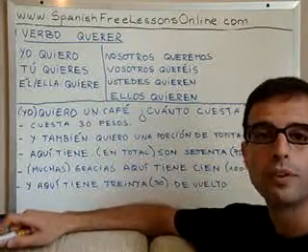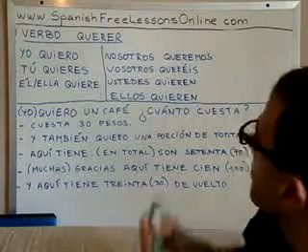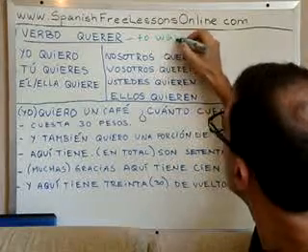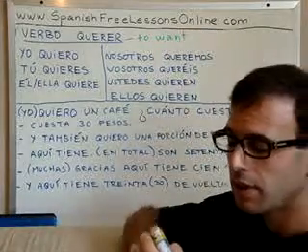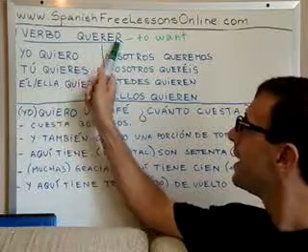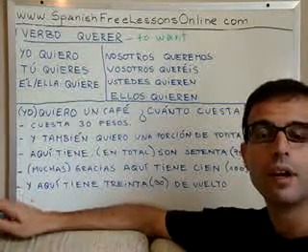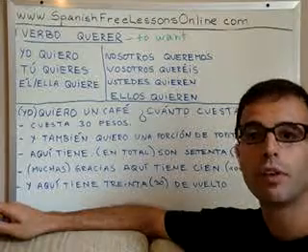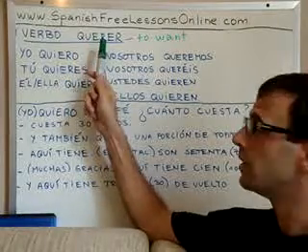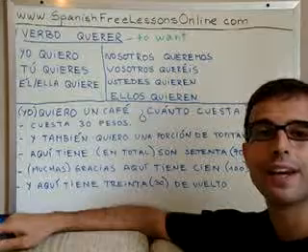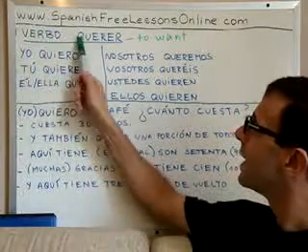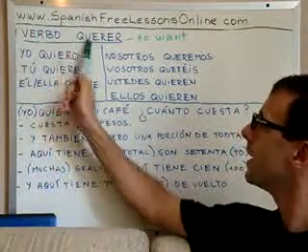Querer means to want. Let's write it down here. To want. Try to pronounce the words querer, querer. You see that the R is the soft sound of the R because it's not at the beginning of the word and because it is not doubled. It is not double R. So it is not querer. It is querer. Verbo querer. That's verb querer.